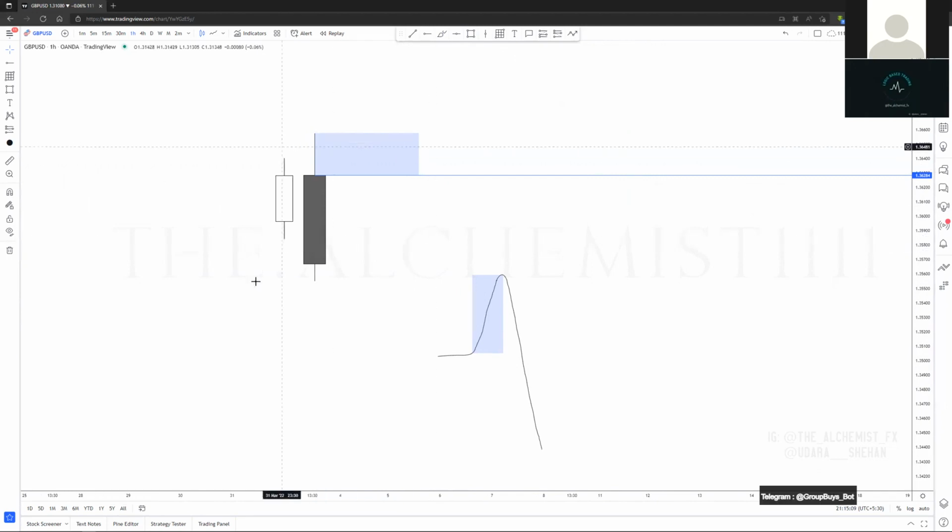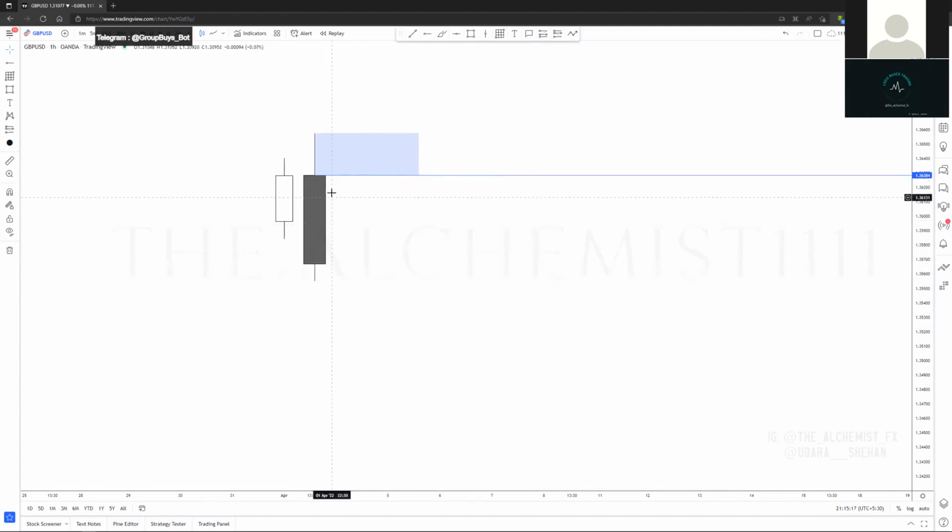Very, very important, because we will be using rejection blocks a lot. The wicks, the unmitigated base of the wick, we will be using that a lot. I'll show you a lot of examples. Do you understand the logic behind it? I hope it is clear.